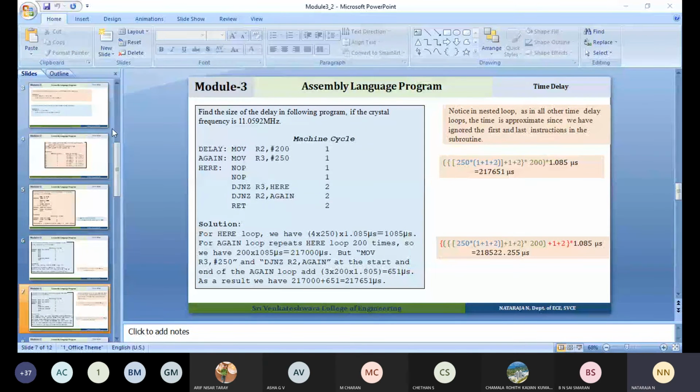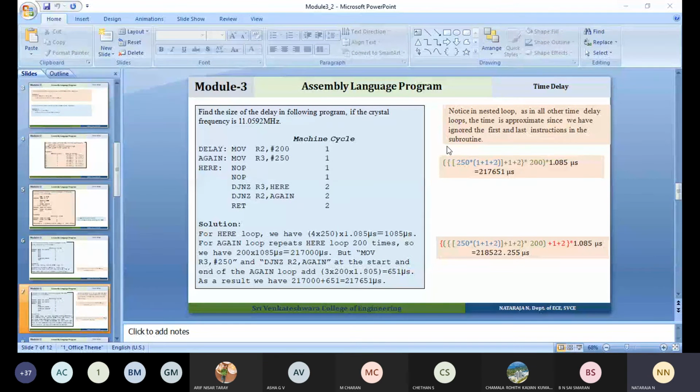See, totally considering both the loops from the second line to the last but first line, you will get the value 217651 microseconds. Then we are left with these two. If I take these two, 1 plus 2, 3 into so and so, and add, you will get totally 218522.255 microseconds.